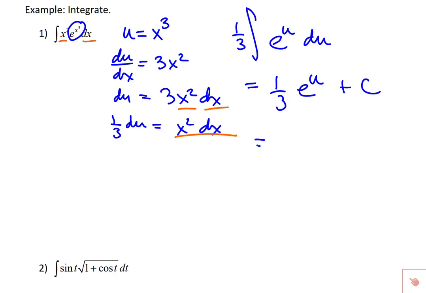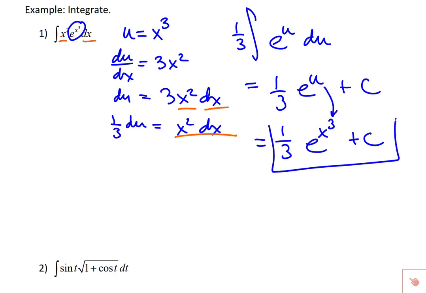And then we want to replace u with what we had let it equal so that we end up with 1/3 e to the x cubed plus c. We're just replacing u with the x cubed, and this will give us our final answer for this indefinite integral. Notice the plus c that has to occur for the general constant, as we've already seen.